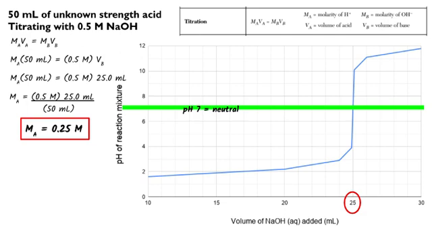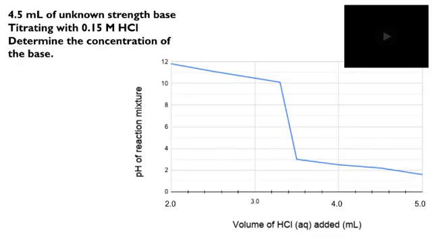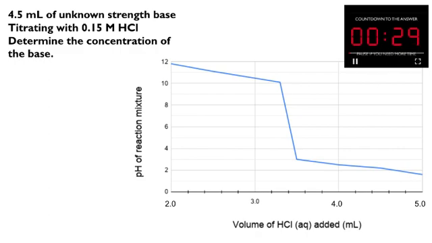Let's try a practice problem that you will do. Take a look at this titration curve. This time we are starting with a base. We have 4.5 milliliters of an unknown strength base, and we are titrating it with 0.15 molar hydrochloric acid. Your job is to use the titration curve to determine the concentration of this unknown strength base. So take a look, see if you can work it out. Pause the video if you need more time, and I will go over the answer.